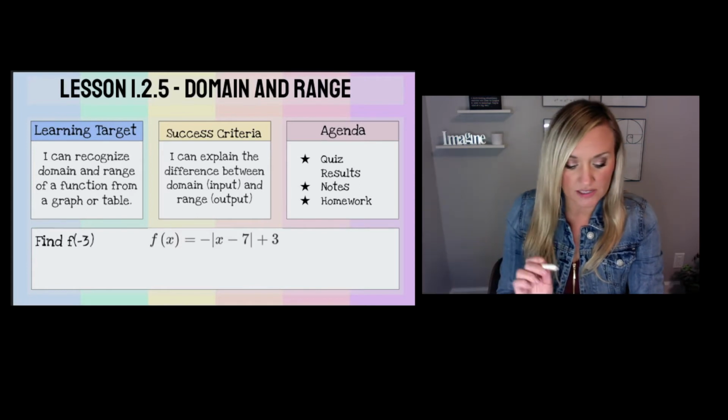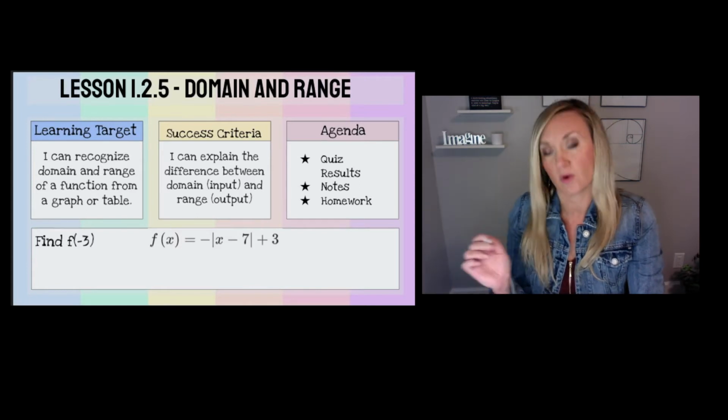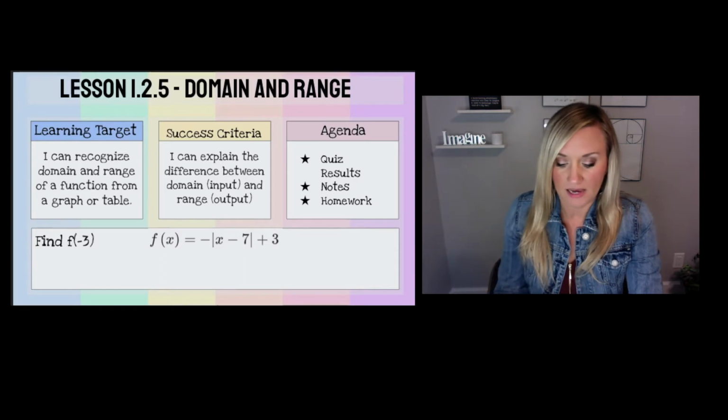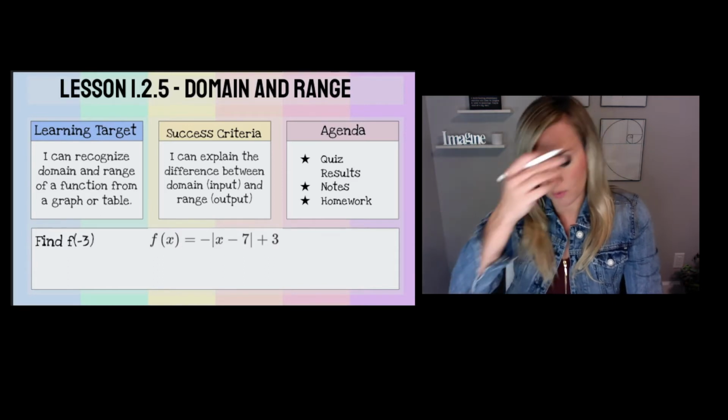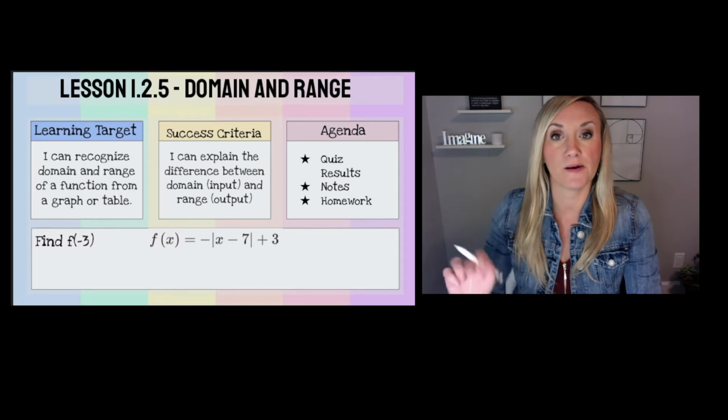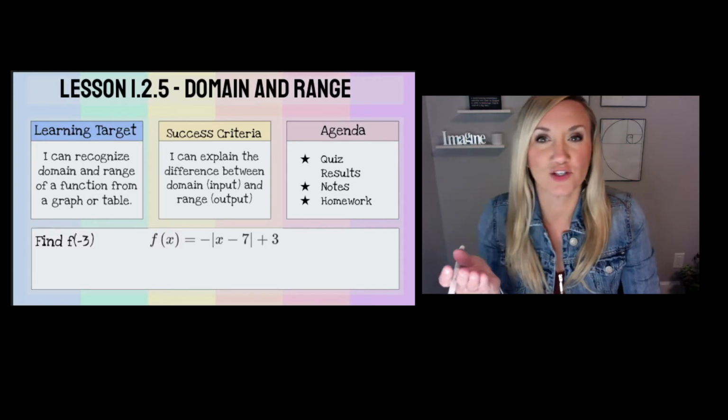Okay, so let's start off first with our opener. I know our agenda says that we have quiz results, and you should look online because they're there.